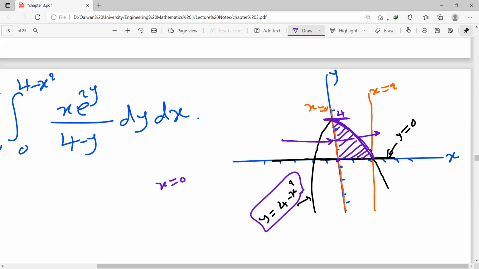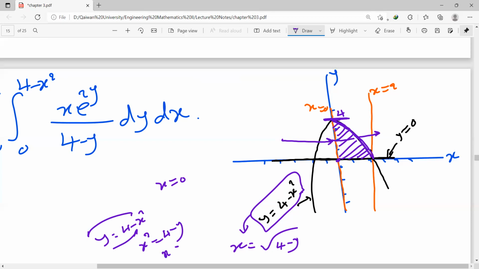But here we must write it down for x. So x is the square root of 4 minus y. From this function, we can get that x is the square root of 4 minus y. Is it? Yeah, we have y equals 4 minus x squared, moving this to here and this to there, we get x squared equals 4 minus y. And x is the square root of 4 minus y. That's it.